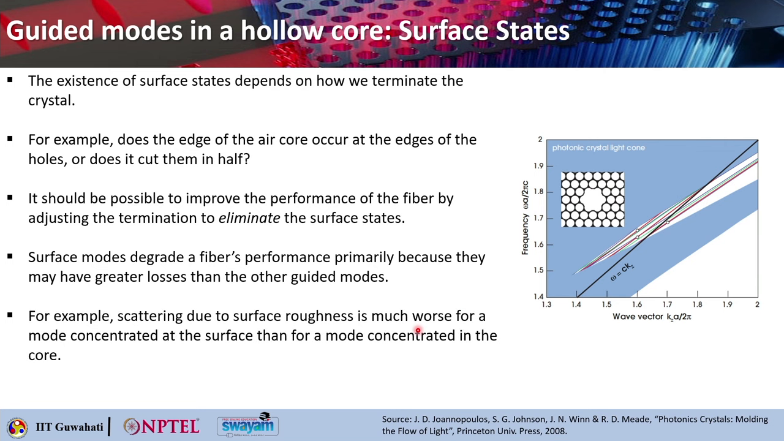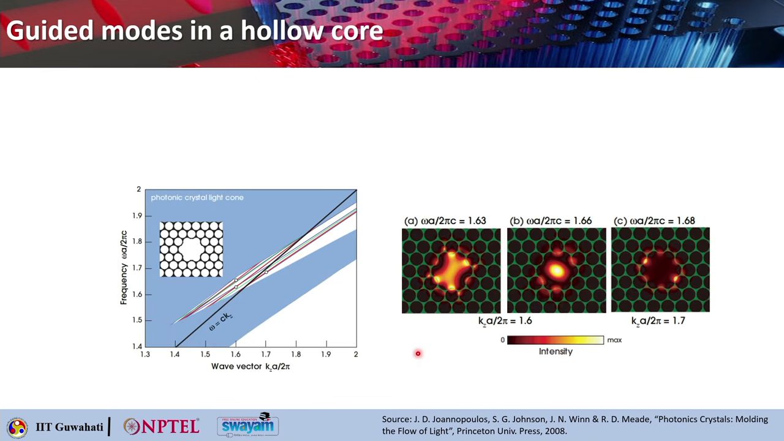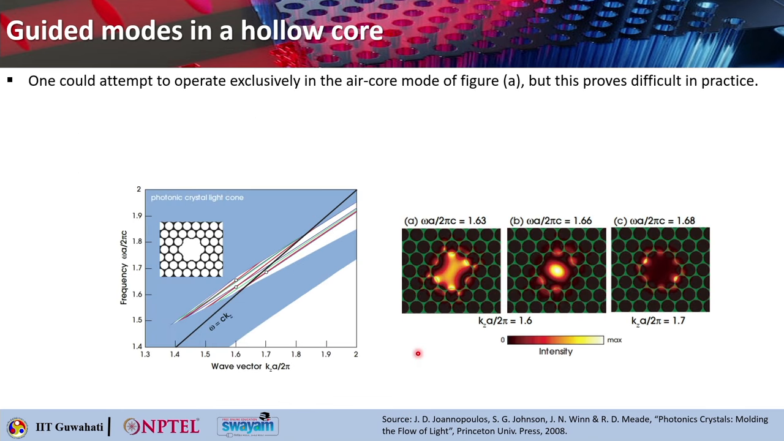For example, the scattering due to surface roughness is much worse for a mode concentrated at the surface than for a mode that is concentrated in the core, that is guided through air. So surface roughness is not going to affect that air core mode. One could attempt to operate exclusively in the air core mode of figure A, that is this case.